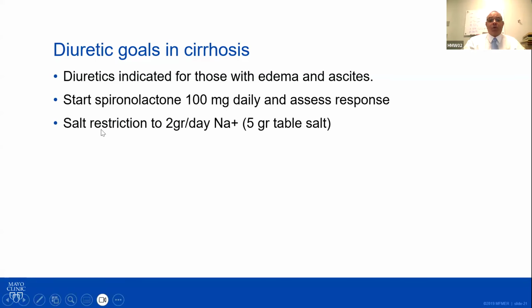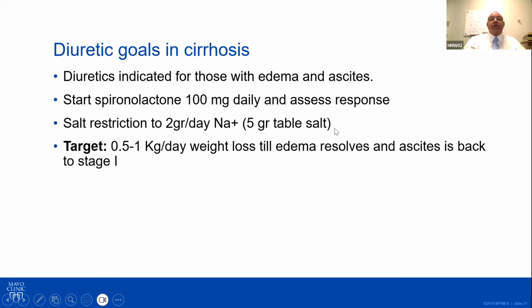Okay, very important, salt restriction, because I will show you why, without salt restriction, you cannot really use diuretics because it's not going to work. So 2 grams per day, which is equivalent to 5 grams of table salt, okay? And then assess the response. Your target is between 0.5 and 1 kilogram per day weight loss. The peripheral edema resolves, and there is only mild ascites. At that point, which is stage 1 ascites, you can scale back a little bit on the diuretics and see if you can maintain the patient without edema on a smaller dose of diuretic.